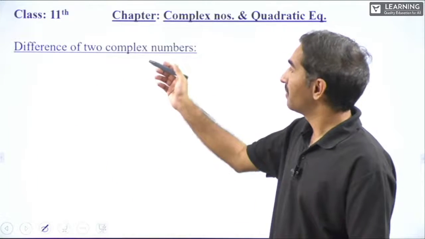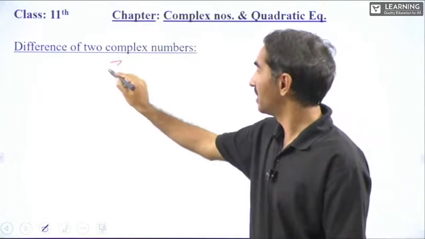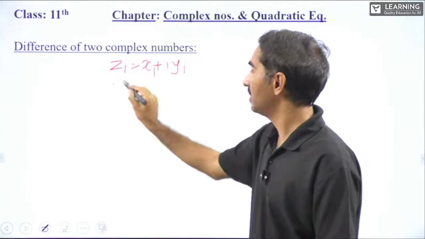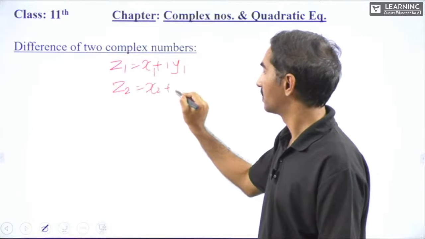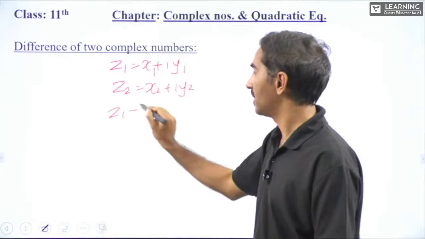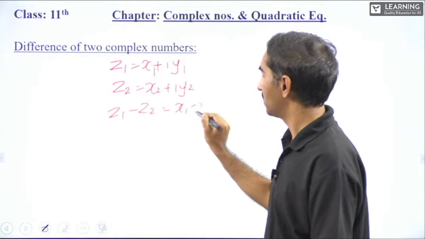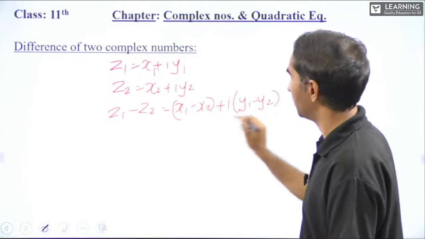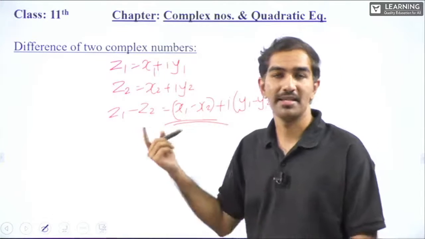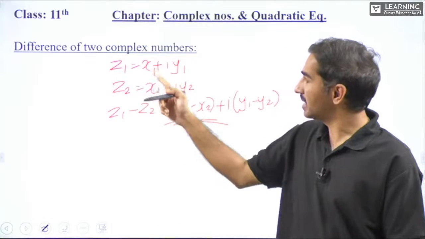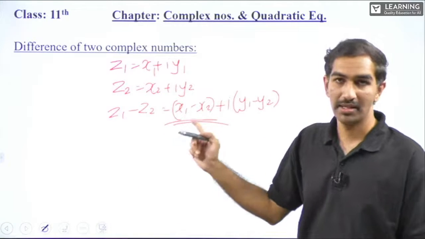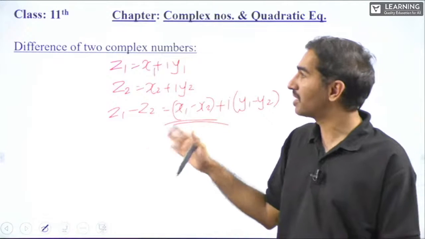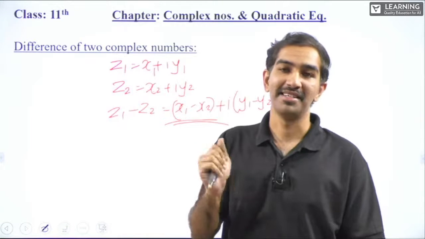The next heading is difference of complex numbers. Same thing, if z1 is equal to x1 plus iy1, and z2 is equal to x2 plus iy2, then z1 minus z2 will be equal to x1 minus x2 plus i of y1 minus y2. This is what, students? This is our difference. Means the real part is getting subtracted by the real part only, as you can see here. The same way, imaginary part is getting subtracted by imaginary part only. So this is nothing but called as what? Our difference of two complex numbers.